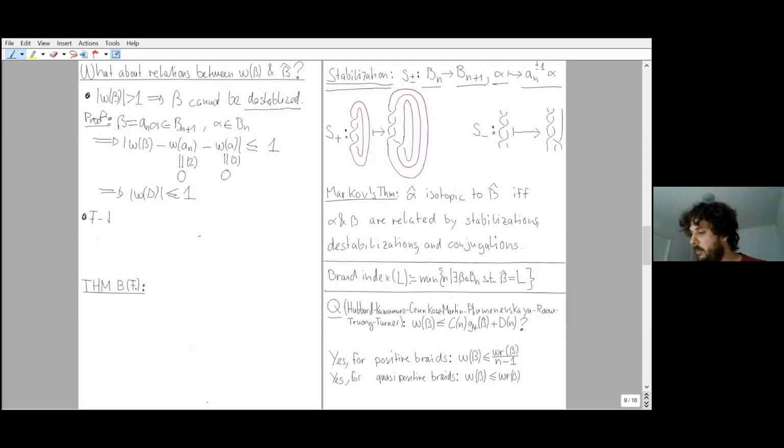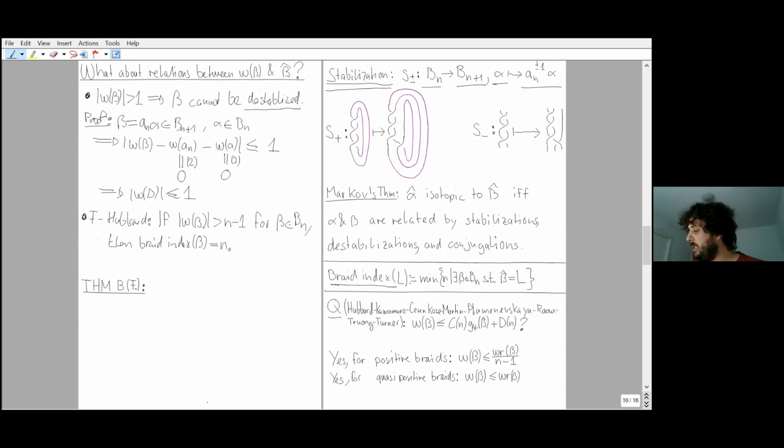This is a result of mine and Hubbard's. We can say a little bit more. If the fractional Dehn twist coefficient is not only in absolute value bigger than 1, but actually bigger than n minus 1, then you realize the braid index. Then the braid index of beta is equal to n. Let me quickly tell you what's going on over here.